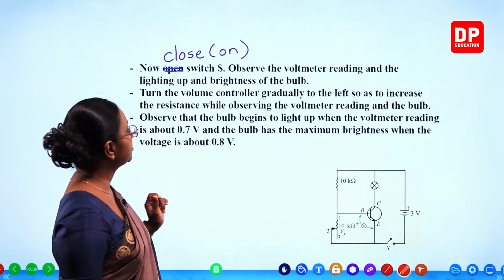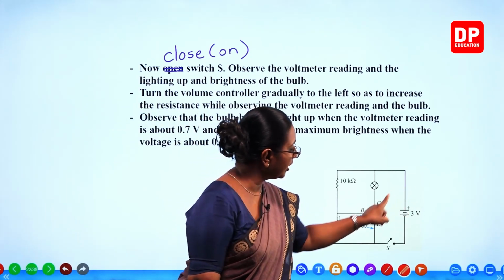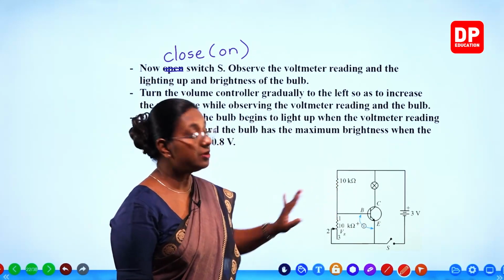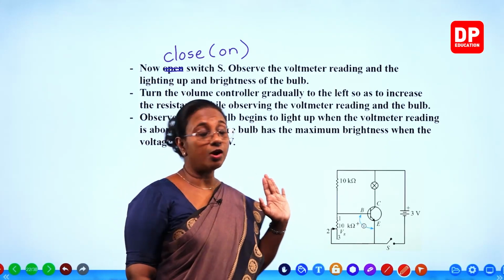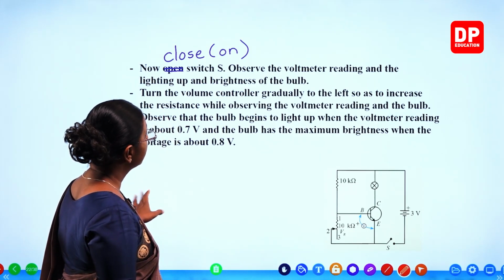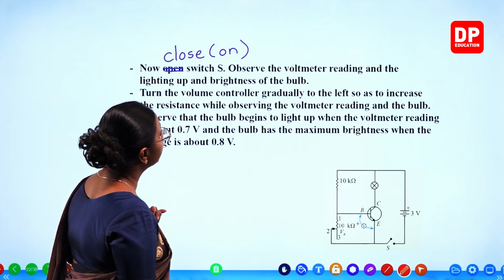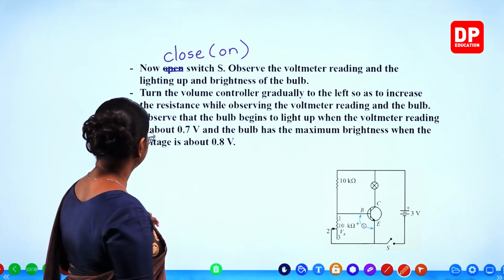Now close switch S, because only when you close switch S will the potential difference give rise to a current flow. Then only you can see the bulb light. If the switch is open, we cannot see that. So now close or on switch S. Observe the voltmeter reading and the lighting up and brightness of the bulb. So that is what you are going to observe.